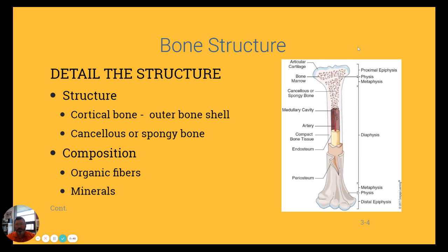Bone structures you see in the image here on the right. We look at cortical bone, which is the outer bone shell, and cancellous or spongy bone, which is up here near the top of the bone. And bone is comprised of a lot of different organic fibers that are all knitted together very carefully, and of course, a lot of mineral.